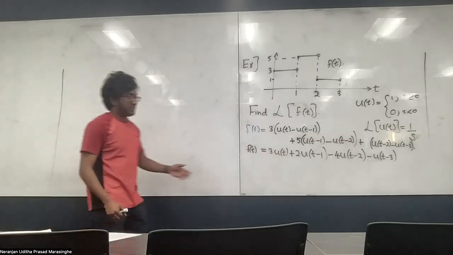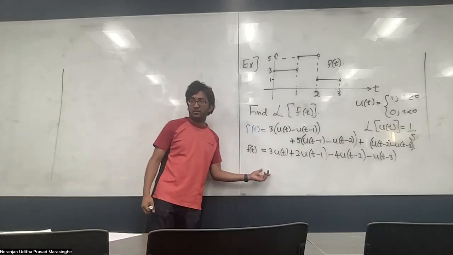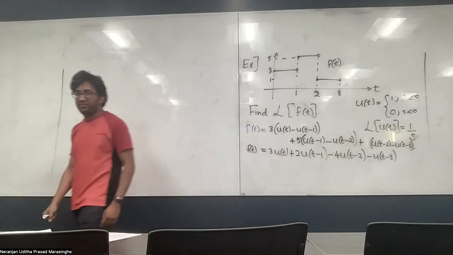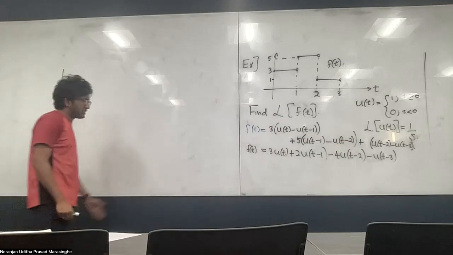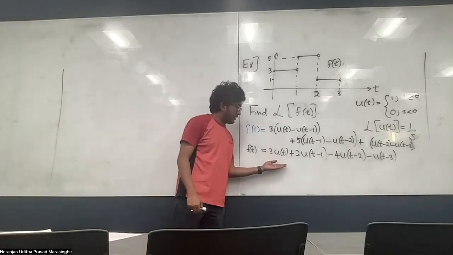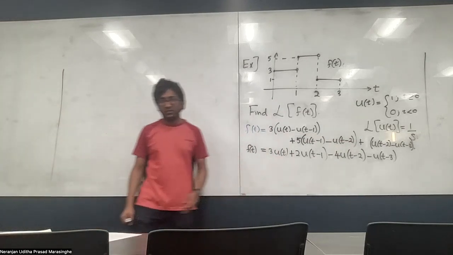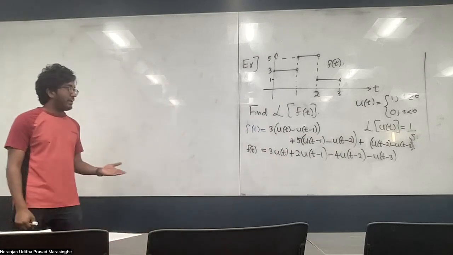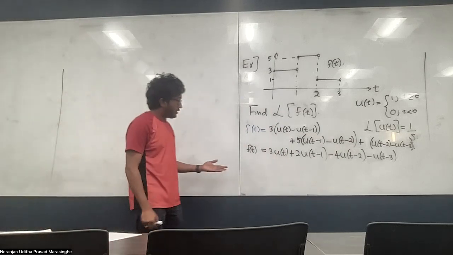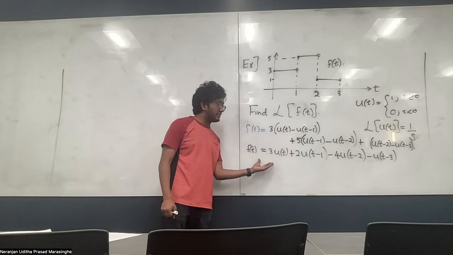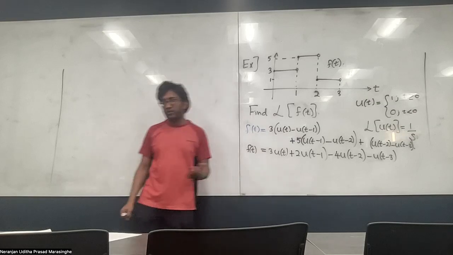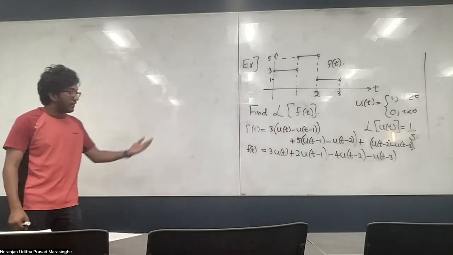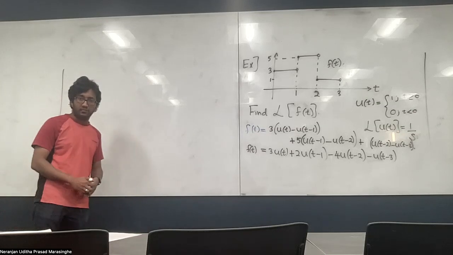Okay, any questions about this one? Right. Now we know what the function is. This is the most difficult part in this theorem. If you get a problem related to the second translation theorem, the representation of the function is the hardest part, right? After you represent the function, then you can directly apply the second translation theorem.